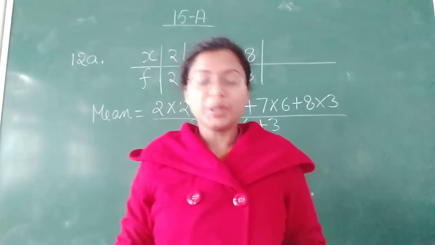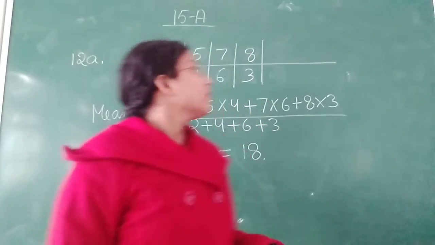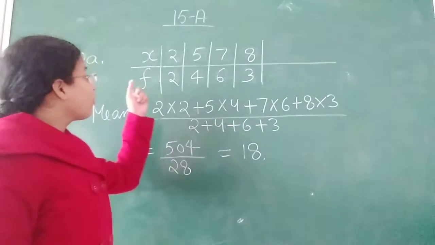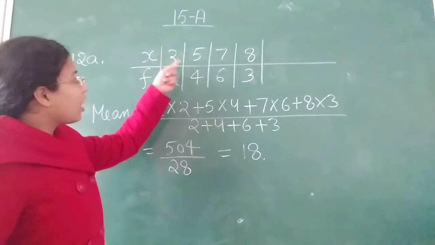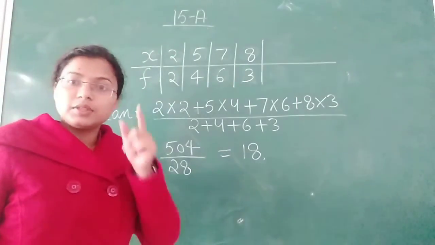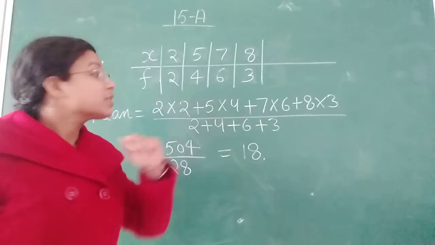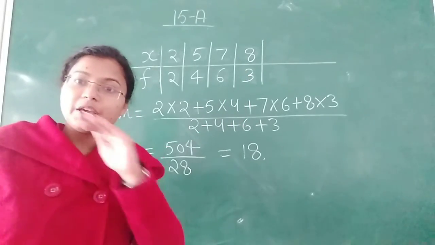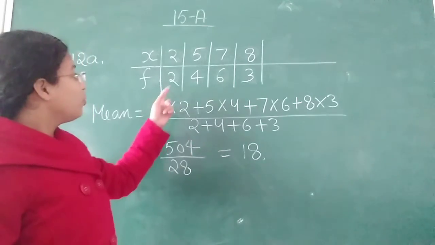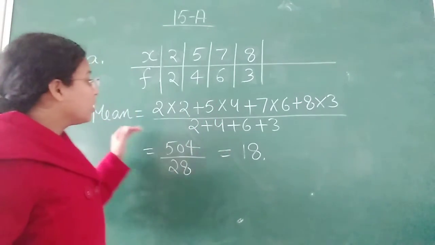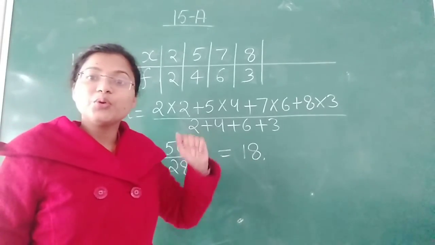Next is question number B. In this question also you have to follow the same procedure. Here the value of x is given, the value of f is given, and you have to find the mean. The same procedure: first multiply 2 into 2, then plus 5 into 4, plus 7 into 6, plus 8 into 3. That will be in your numerator. Upon the denominator, you have to add all the frequencies: 2 plus 4 plus 6 plus 3. When you solve it, you will get 504 upon 28, which gives you 18.